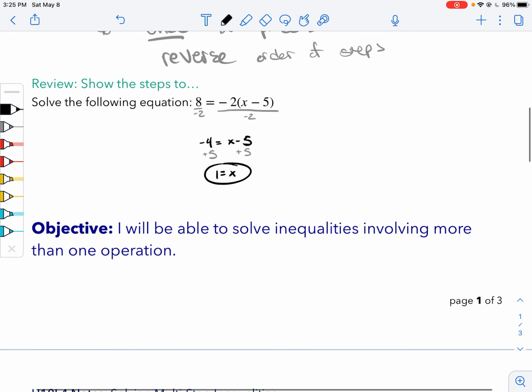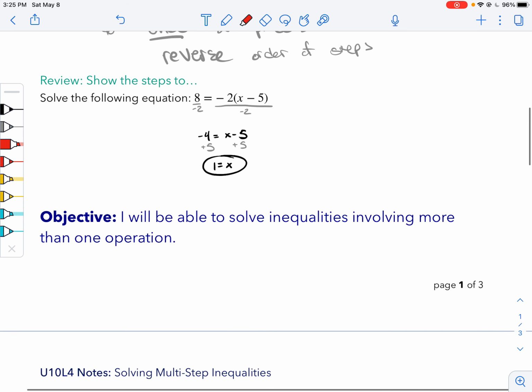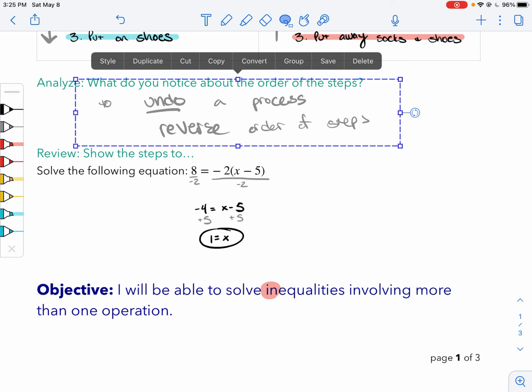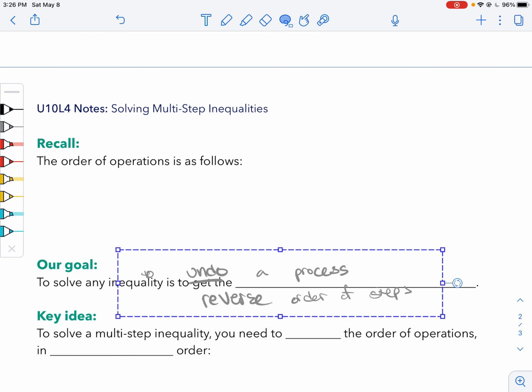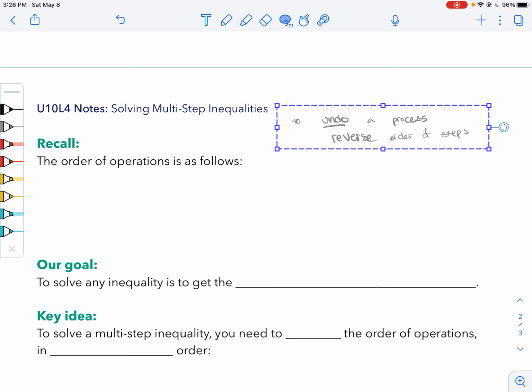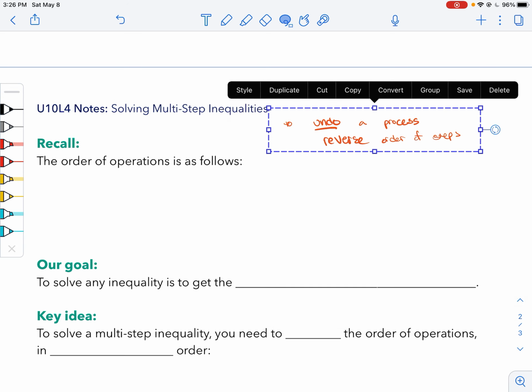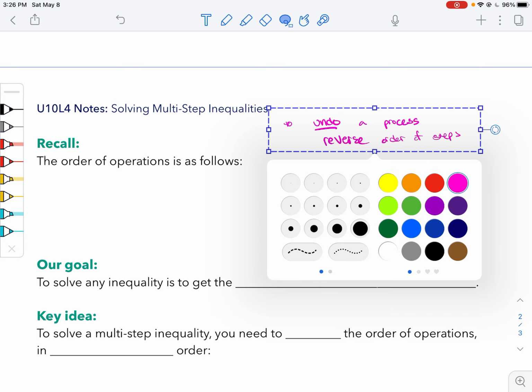Today we're going to solve not equations, but we're going to solve inequalities with more than one operation. So here we go. So all this talk about undoing and reversing, we're going to put that into context.